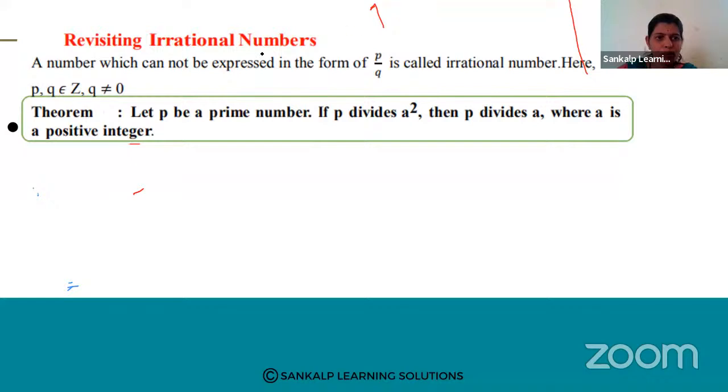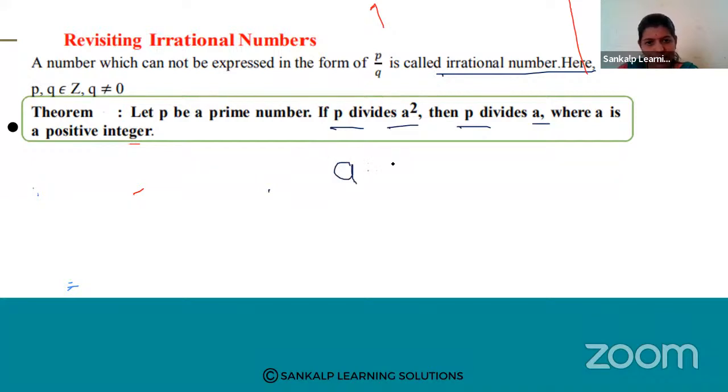Revisiting irrational numbers. A number which cannot be expressed in the form of P by Q is called an irrational number. So what are irrational numbers? Numbers which cannot be expressed in the form of P by Q. In this, P and Q belong to Z, where Q is not equal to 0. Let P be a prime number. This is a theorem: if P divides A square, then P divides A, where A is a positive integer.